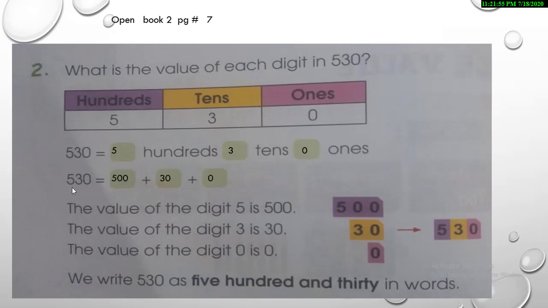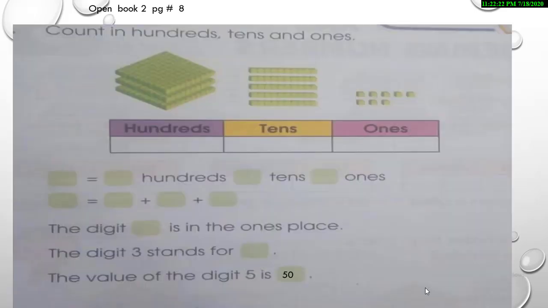So how about you're gonna write it over here? Yes, 530, and 0 is at the ones place because there is no ones in it. This is something that they explain to you. The value of digit 5 is 500, 3 value is 30, and 0 stands for 0. This is very easy, and then they tell you that we can write it in number form, 530, in this way. That's cool.